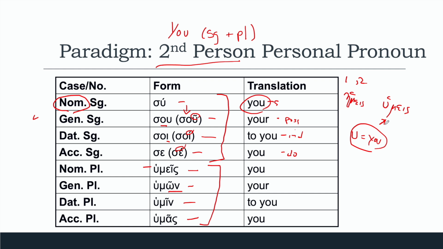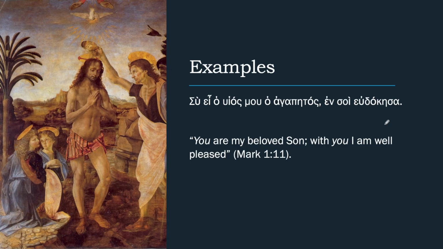And again, you need to learn this paradigm so that you recognize these personal pronouns. Here's an example. Su ei ho huios mou ho agapetos, en soi eudokesa. And there you have two forms of the second person. Su, subject, and soi, and here it's with the preposition en. That's why it's dative. And this is nominative, so it's the subject. You are my beloved son. In you I am well pleased.